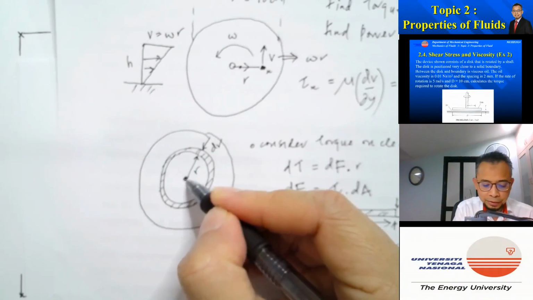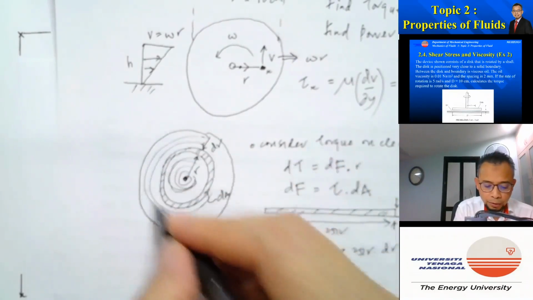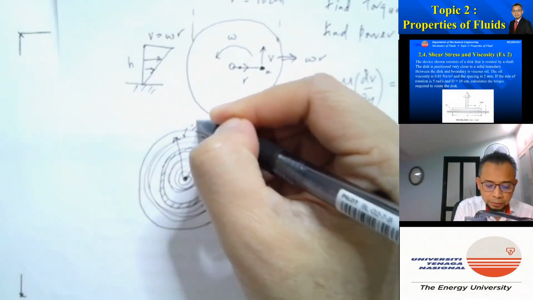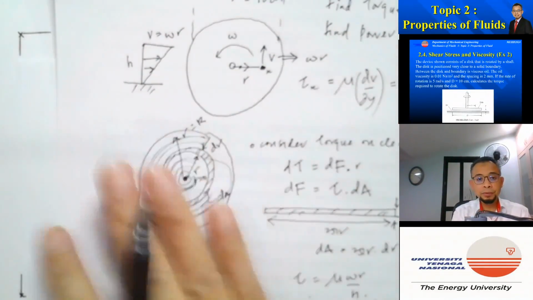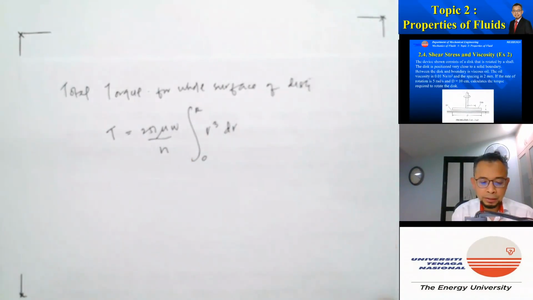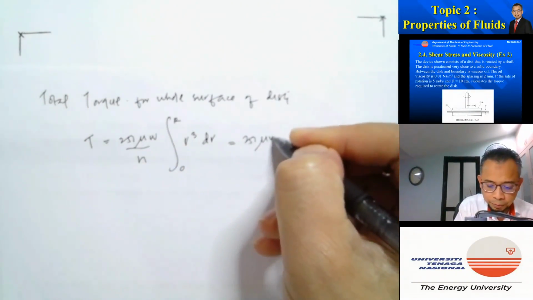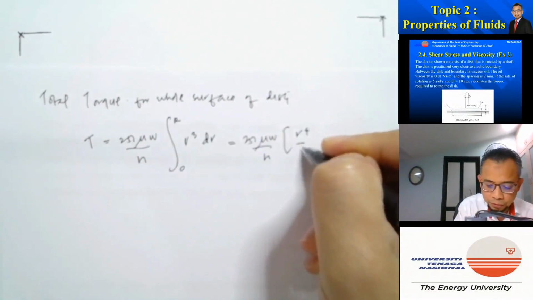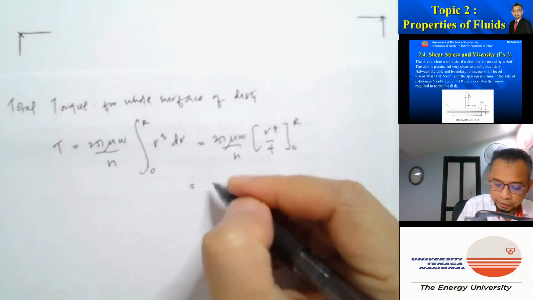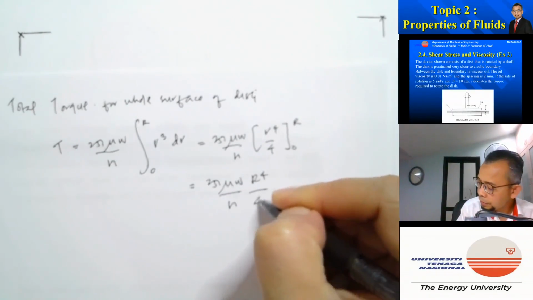So r equal to 0, we just cover that. And then when r increases, it will slowly cover the whole of these surfaces, right? So this is r equal to 0 there, and then this is r equal to the radius of the disc itself. So you will obtain the torque on the whole of the surfaces if we do these integrations, right? So if we integrate this, since 2 pi mu omega over h is just a constant, we have r to the power of 4 over 4 from 0 to r.